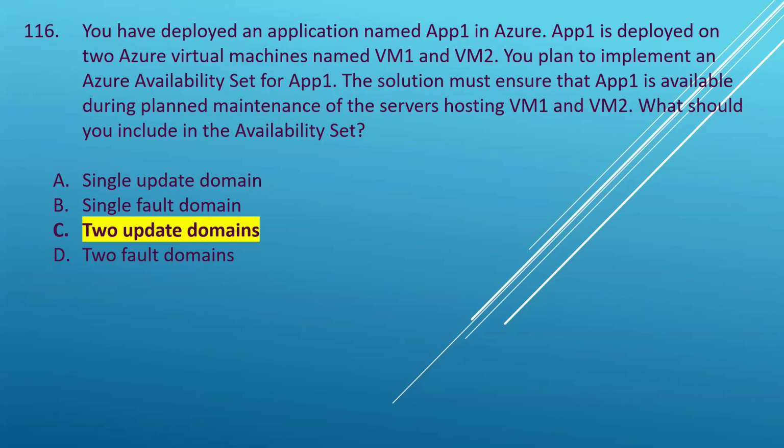If the question had mentioned ensuring availability during unplanned maintenance due to hardware failure and other issues, then you would need to include two fault domains. It is critical you pay attention to these small keywords, as I always say, while answering these questions, as the answer changes with just a slight change in the keyword.